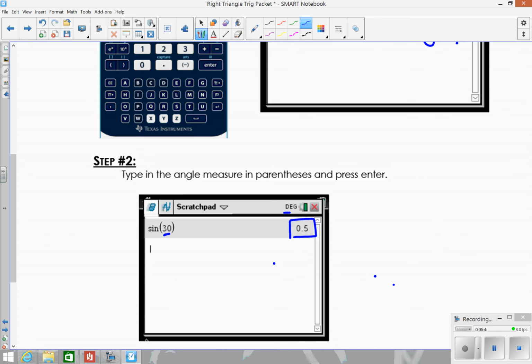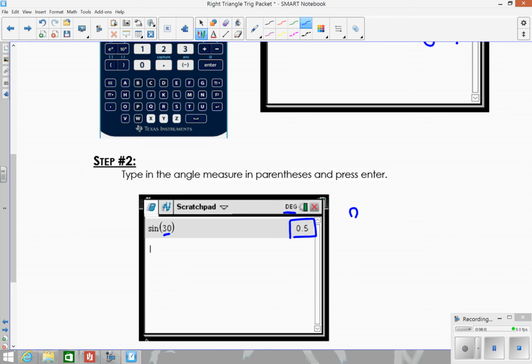Because if your calculator, see how this says degree, if your calculator doesn't say degree here and it says radian, then that means you're going to get a different answer. So make sure that that says degree, and then make sure when you type in sine of 30, you get 0.5. If you don't, go back to that previous page because you have to change the mode on your calculator.